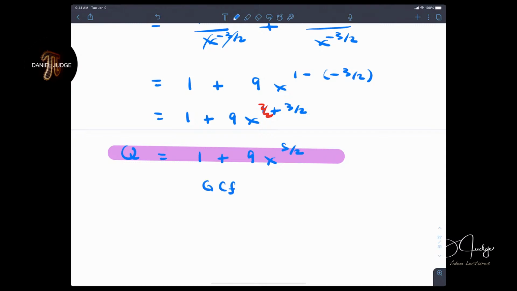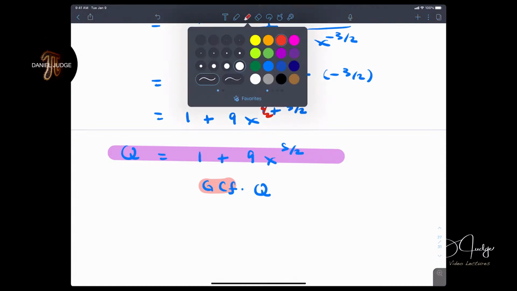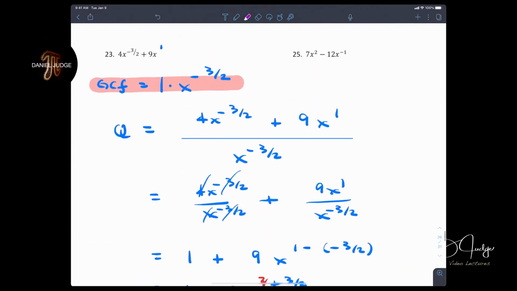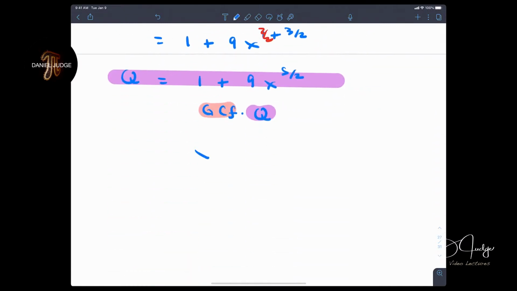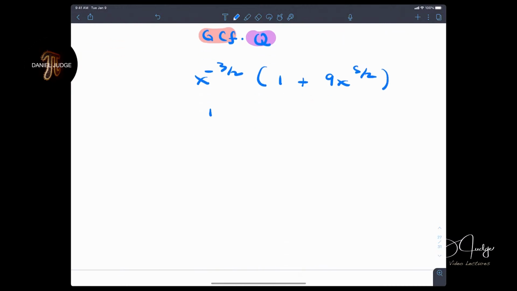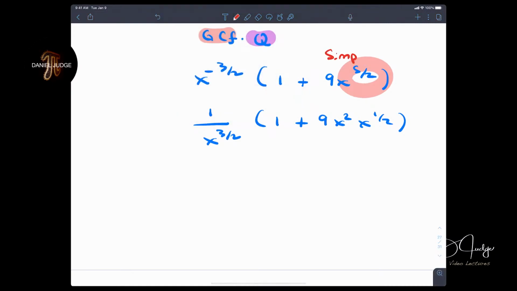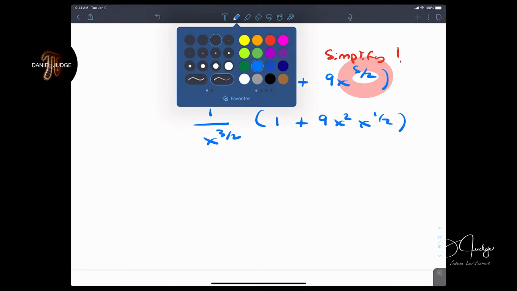So the final answer, greatest common factor times the quotient. So we need that GCF here. GCF is 1x to the minus 3 halves. So here it is. 1x to the minus 3 halves is just x to the minus 3 halves. 1 plus 9x to the 5 halves. So now we do our simplification again. 1 over x to the 3 halves times the whole number of 1 plus 9 x squared x to the 1 half. Remember, you have to simplify that radical in the way we talked about earlier. That's why this technique was such a good thing to start with earlier with the first set. Okay, so we're going to see this in our future.